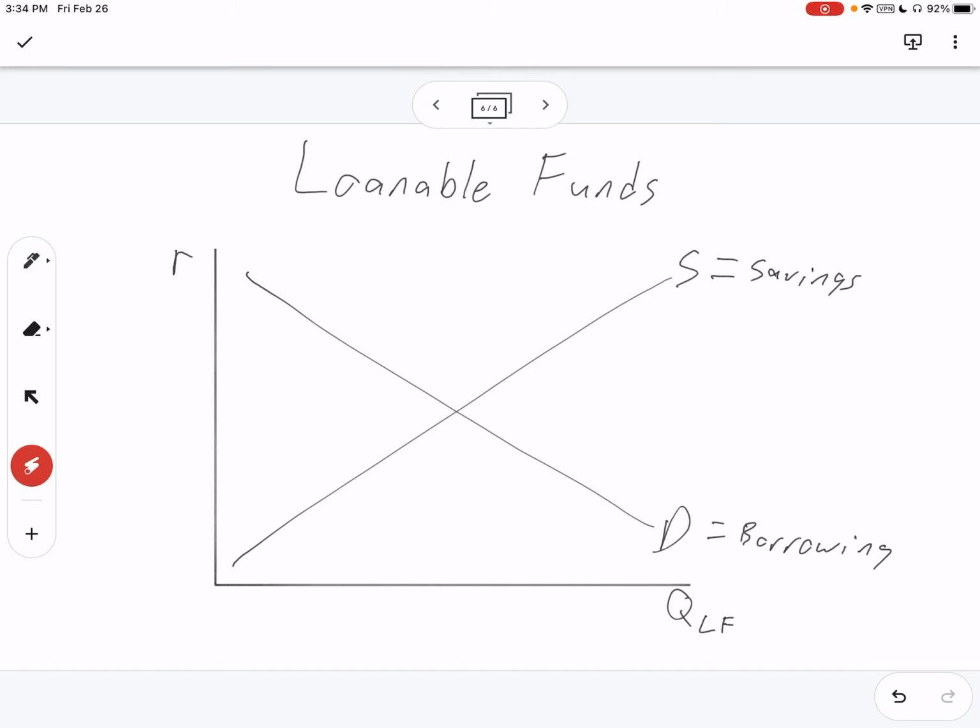When the Fed enlarges the money supply, they do it through the purchasing of bonds that are owned by banks, government bonds that are owned by banks. So they replace the bonds with money that just came from nowhere, and the supply of loanable funds increases.